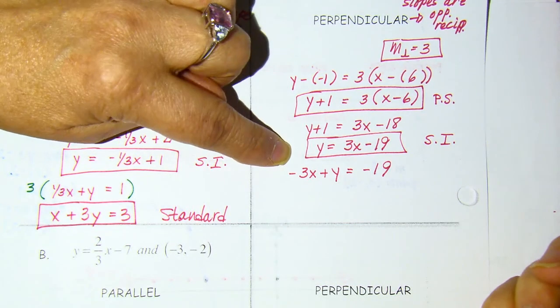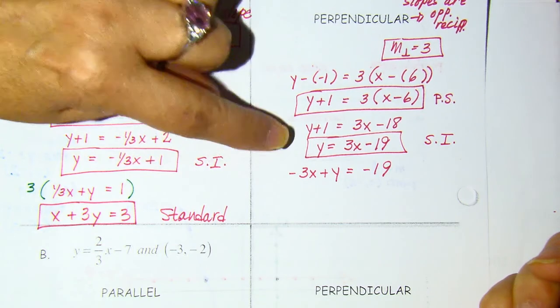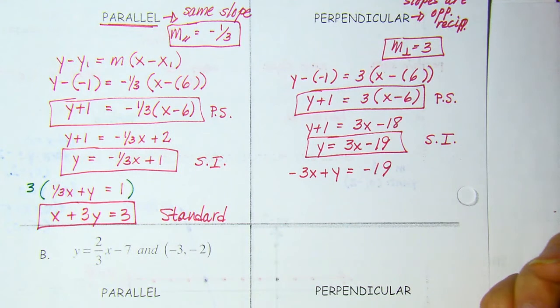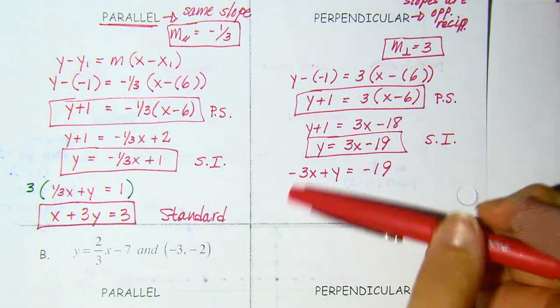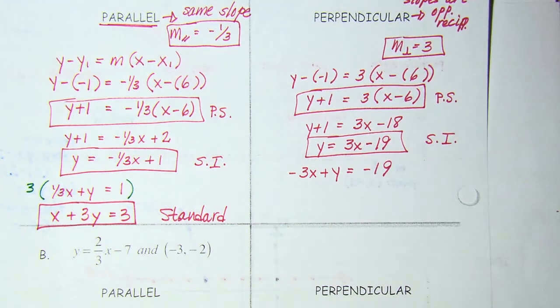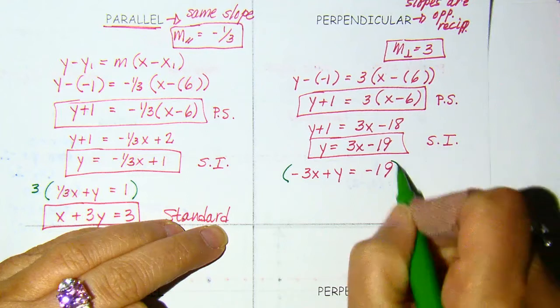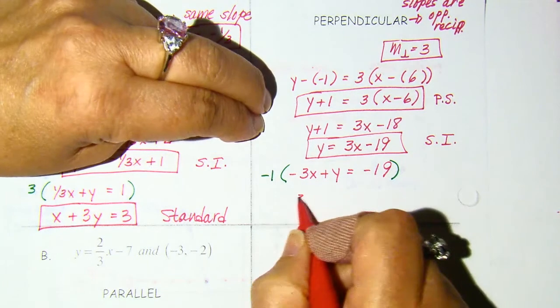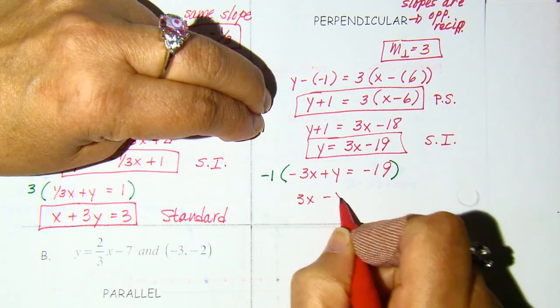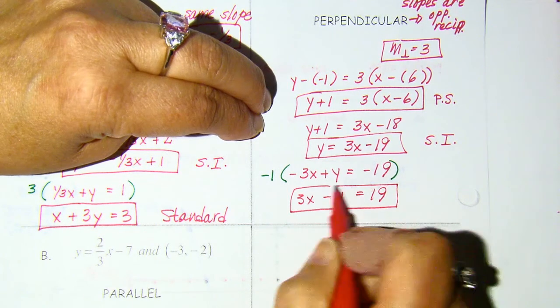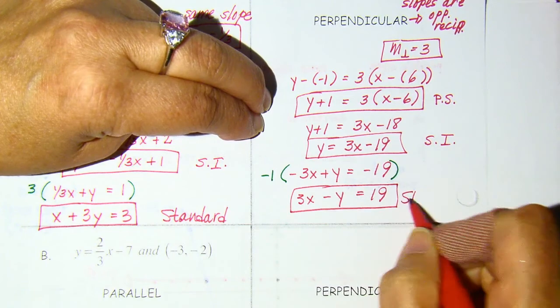Now, one thing you do have to remember is I can't have a leading negative in my standard form. Not only do I have to make sure that these are all integers, but I have to make sure that a is a positive integer. That's okay, because all I have to do then is multiply by a negative 1. And when we multiply the whole equation by negative 1, you have to distribute. So I get a positive 3x subtract y equals 19. And this is my standard form.